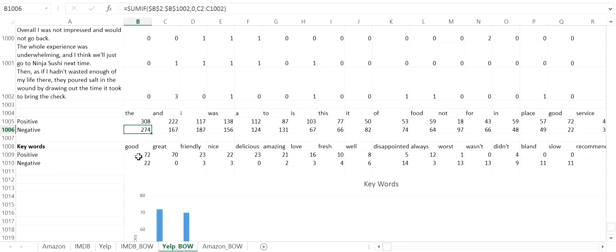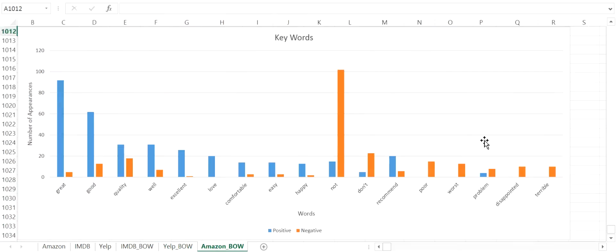From there, we were able to determine keywords that frequently appeared in all types of reviews. So for instance, we chose words like good, friendly, delicious for positive reviews, and then worst, didn't, bland, wasn't for negative reviews. And then we depicted how often they appeared in both positive and negative sentences. Then once we had that information, we were able to graphically display it through a bar graph. That just gives the reader a visual representation of how often it appears.